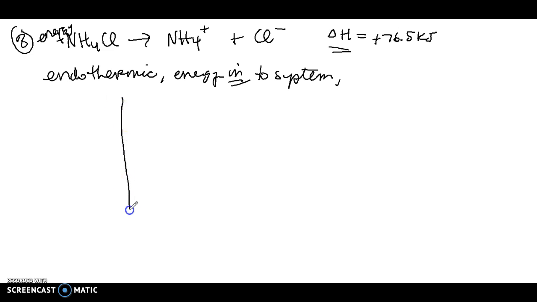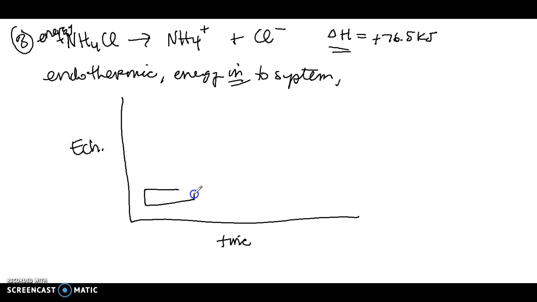I want to look at the graph. It's going to look like this. Again, I'm going to have time here, chemical potential energy here. I'm going to start with my reactants, which is the ammonium chloride, NH4Cl. I'm going to put energy into the system in order to break everybody apart. So I'm going to have an N, 4 H's, and a Cl. This is always energy in, breaks the bonds.